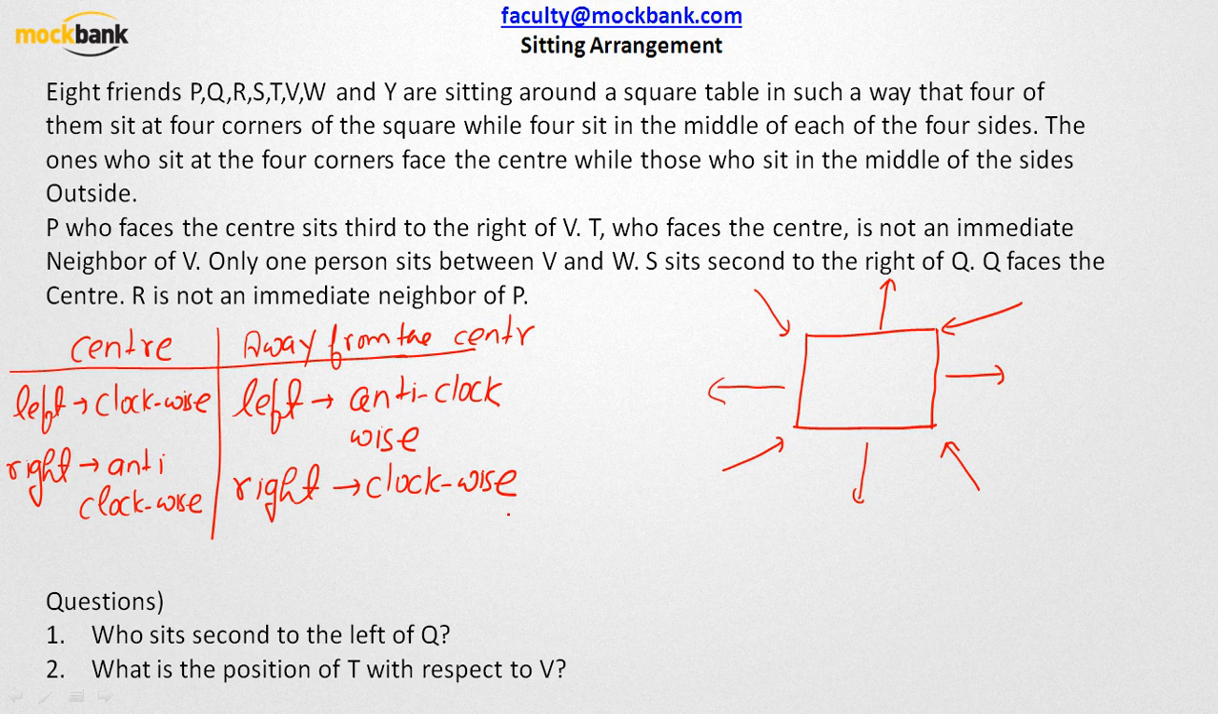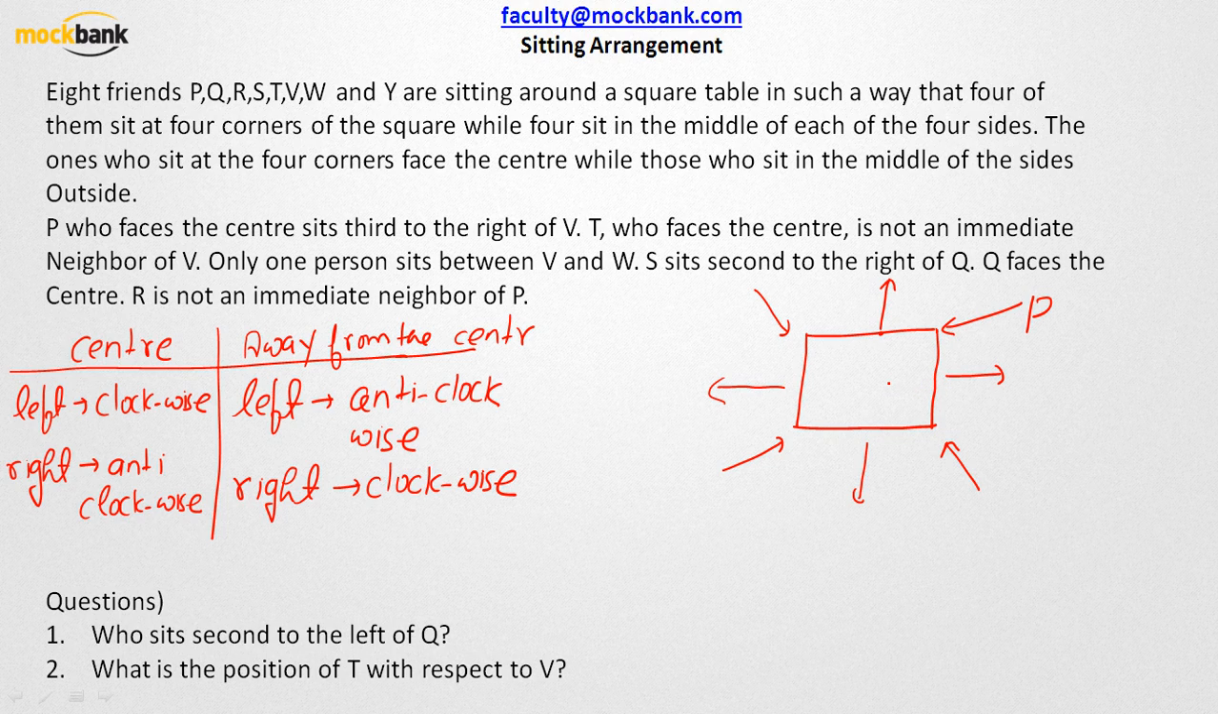Let us start reading the problem now. P, who faces the center, sits third to the right of V. So P must be on one of the corners. Say this is my P over here. P is on the corner. Now it says that P, who faces the center, sits third to the right of V.